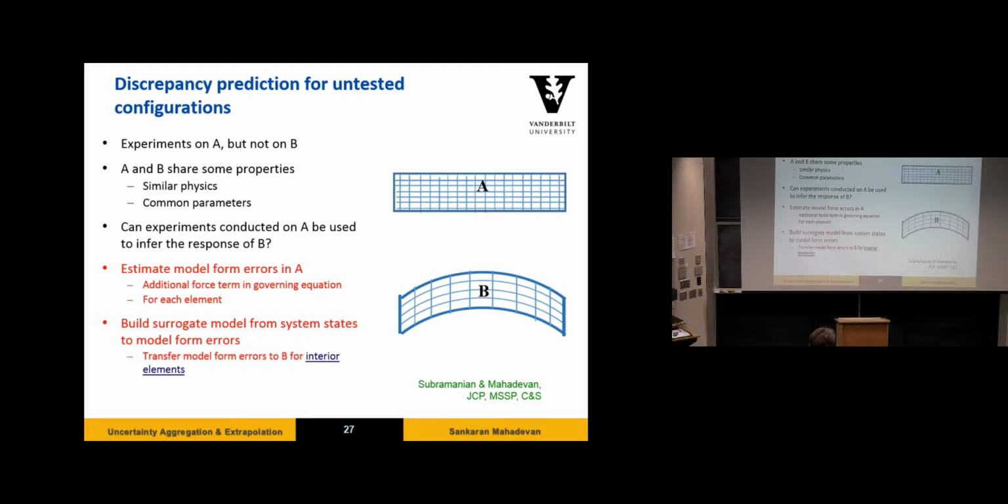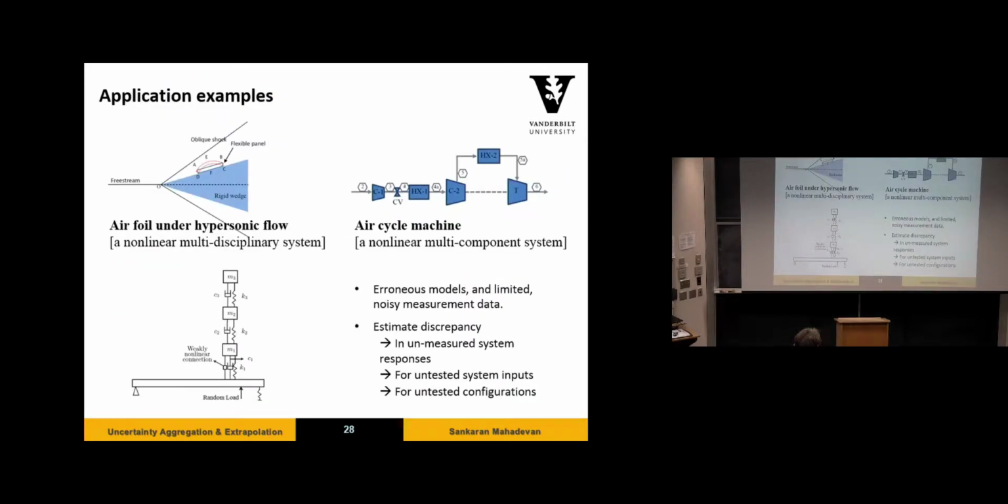If you use state estimation, you would estimate the states, not only the states that were measured, but also all the unmeasured or latent states. And then you will use one more step to estimate all the model form errors, which are also considered as states. Once you do the state estimation, then you build the surrogate model to connect the states to the model form errors.